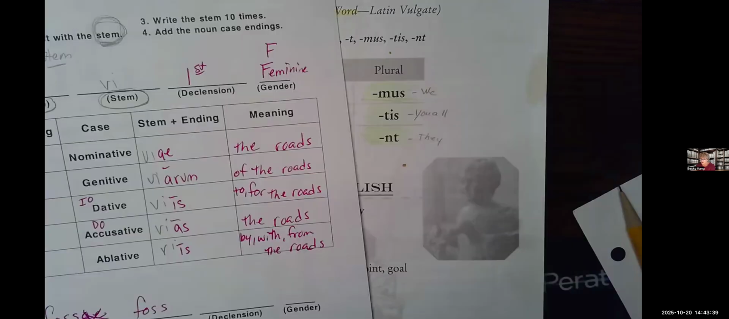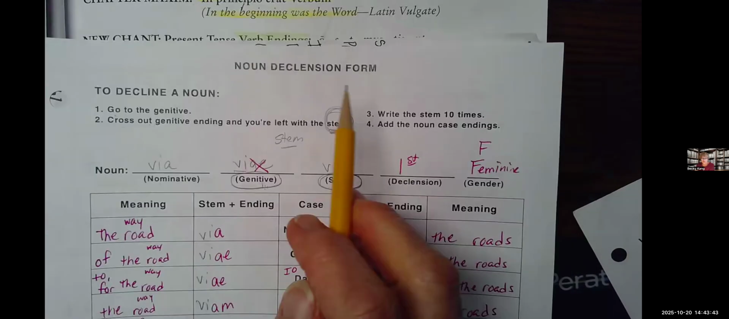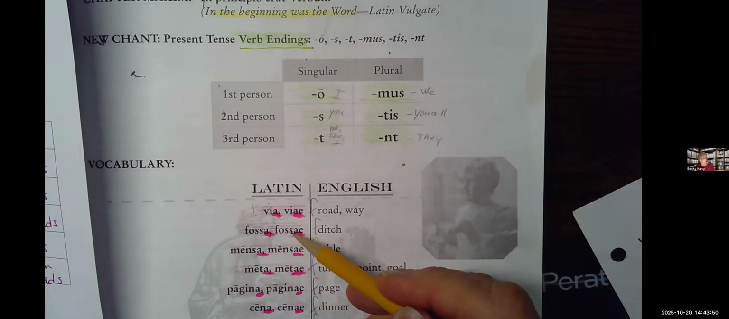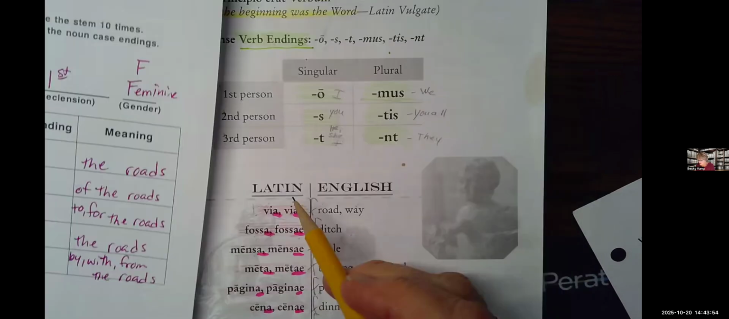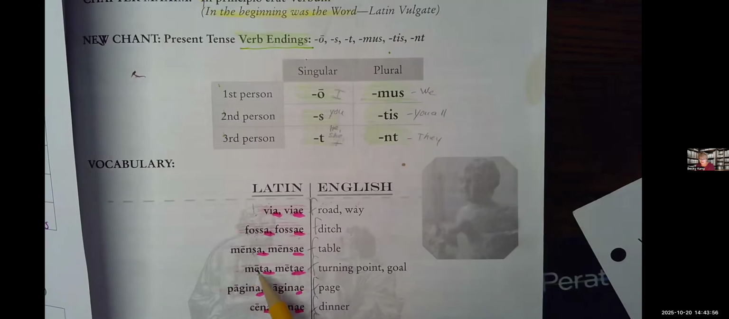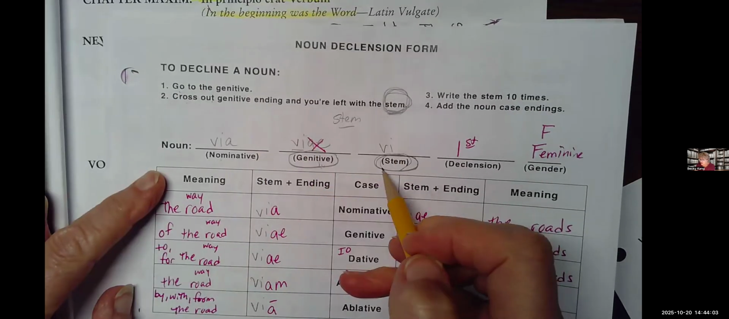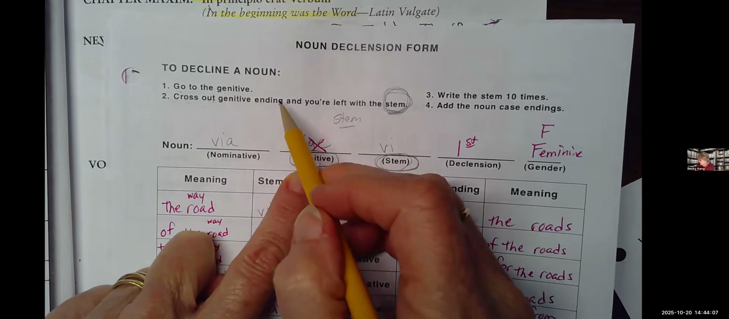Meanwhile, we declined this first noun. Take your noun declension form, and I want you, are you listening? This is your homework. Listen. If I want you to decline fossa, fossae, put that right there. Then mensa, mensae, meta, metae, pagina, paginae, and so on. How you find your stem, which is what Latin's all about, is you go to the genitive, the second word, you cross out the genitive ending.